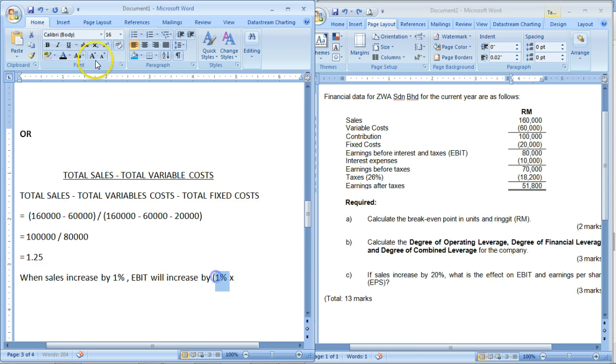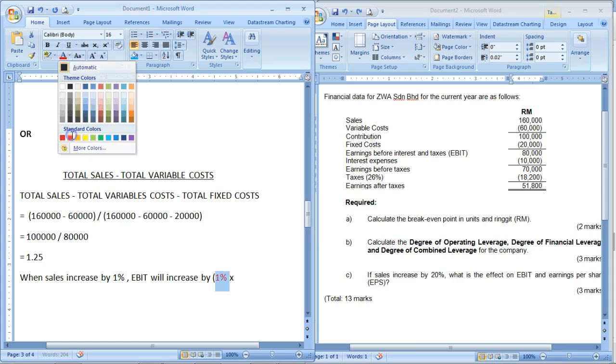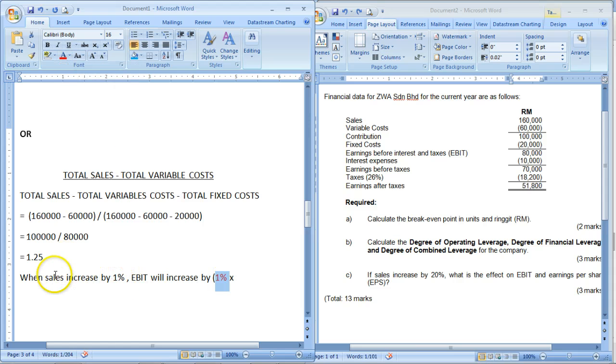This is the amount, what class? This is the amount of your sale just now. If the question asks, did your sale increase by 20, you use 20 here. Okay? Because now in this example I use only 1%, so you use 1% times your DOL answer. What is your DOL answer just now, class? Correct, it is 1.25. So when the question asks about sale and EBIT, you use the DOL answer.